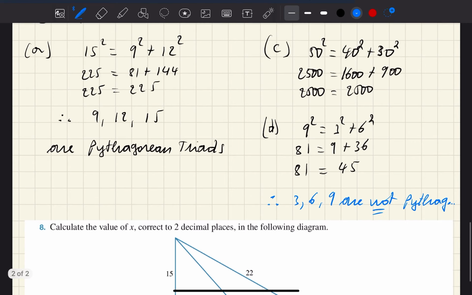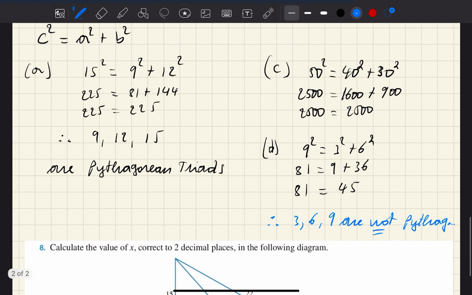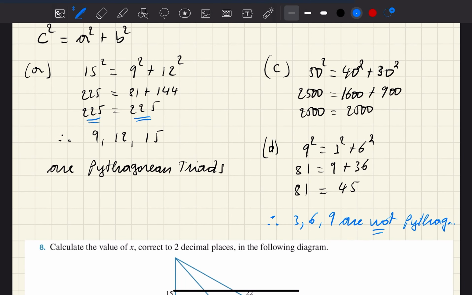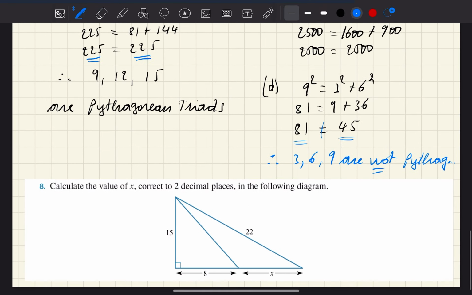So this is the difference. You can see the first ones. When they are equal, that means they are Pythagorean triads. And when they are not equal, like this one, you can see that they are not equal. They are not going to be Pythagorean triads, right? So that's how we solve this question.